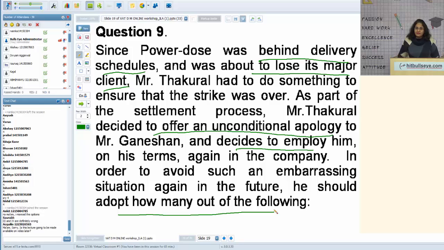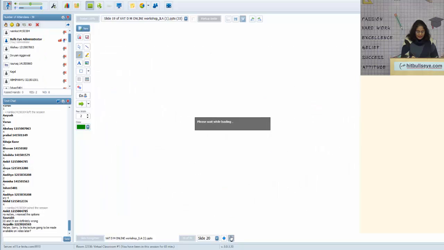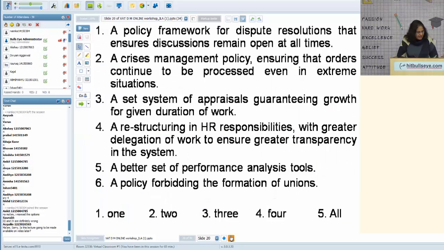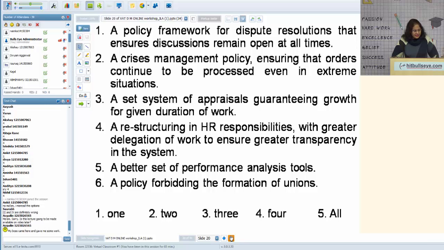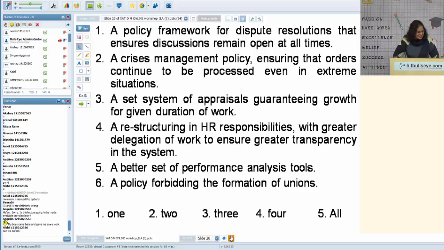Now again, this is a very different kind of question, not just what he should do, but how many of the following steps. So how many of these steps? Is it to be 1, 2 or 3? It's quite similar to the earlier question where you had to choose the next steps that have to be taken care of. So again you're faced with a decision making situation.